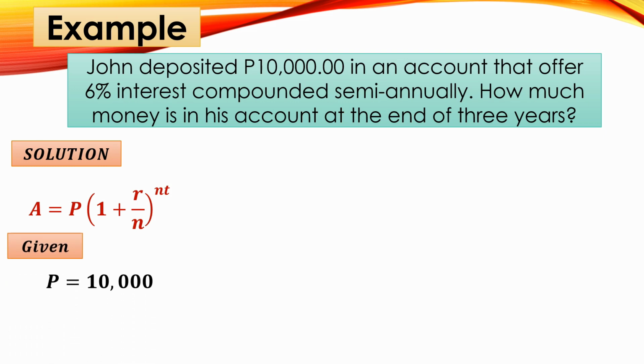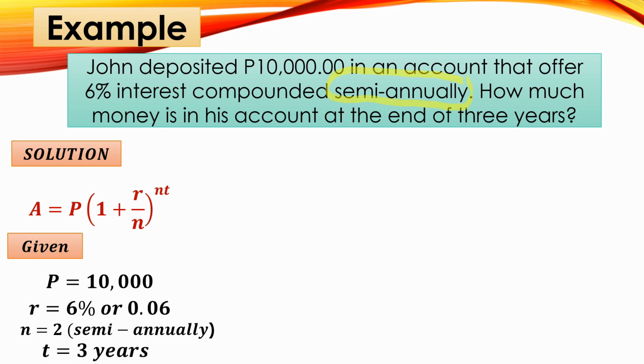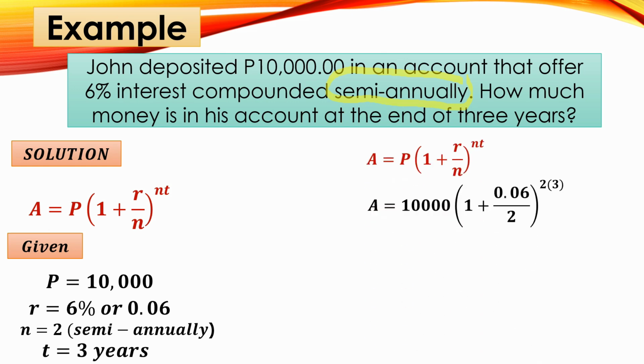So, our given is the initial amount is 10,000. And then the interest rate is 6% or 0.06. And n is 2, which is from the word semi-annually. Then our time is 3 years. So substitute natin yung given natin sa formula. Then after that, simplify this.